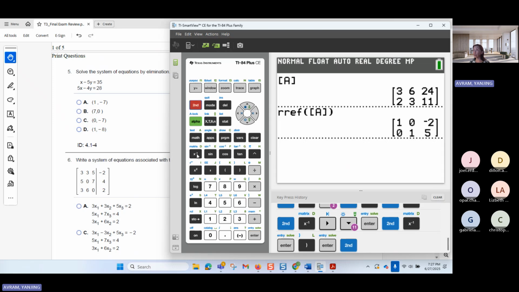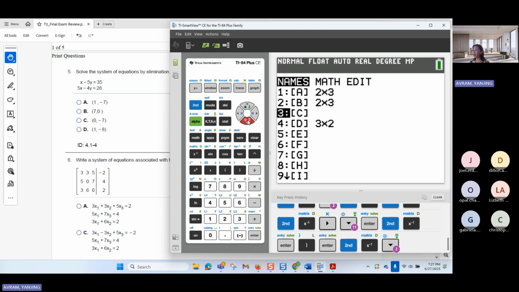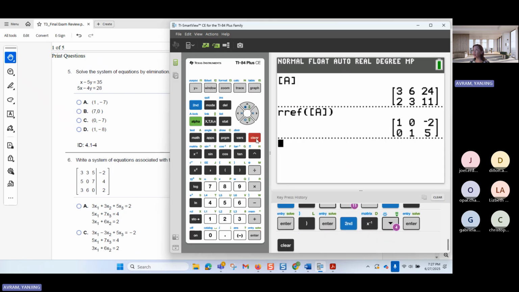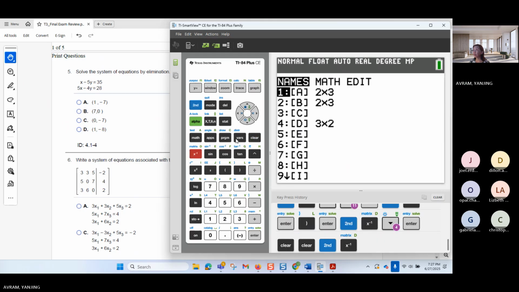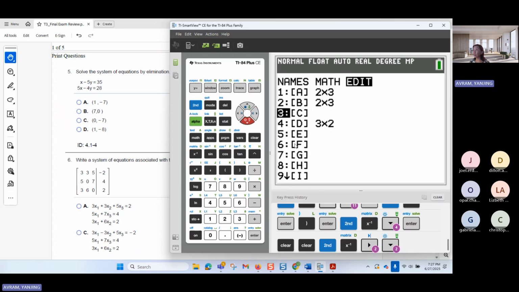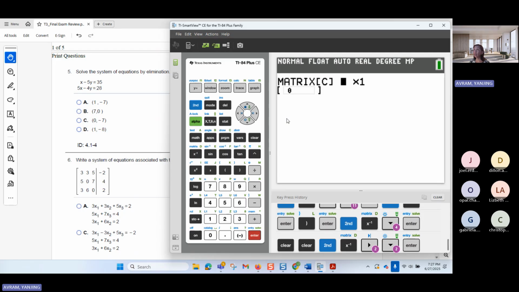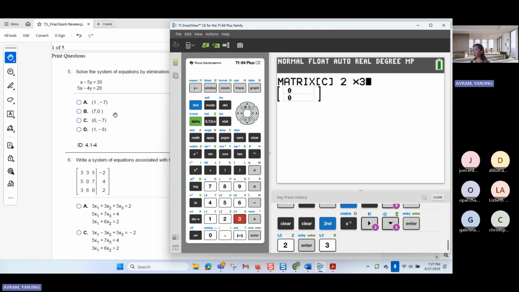So I go to second matrix. This time I'm gonna write down my matrix into C, okay? Go to C. All right, so C here is a new one, so that's the default. Default is always 1 by 1, right? So I have 2 rows, 3 columns, so I need to have a 2 enter, 3 enter. So that is my 2 by 3.